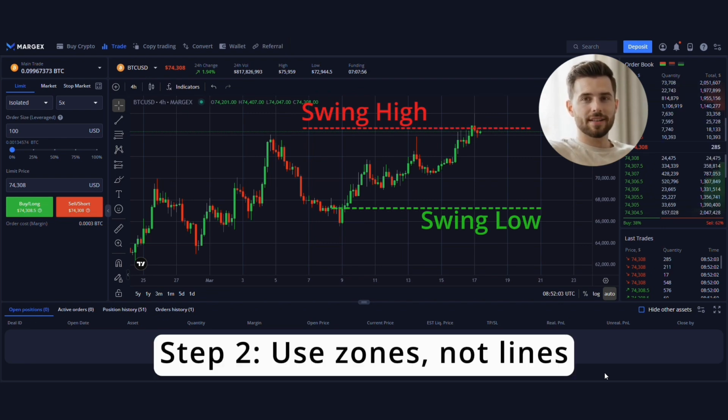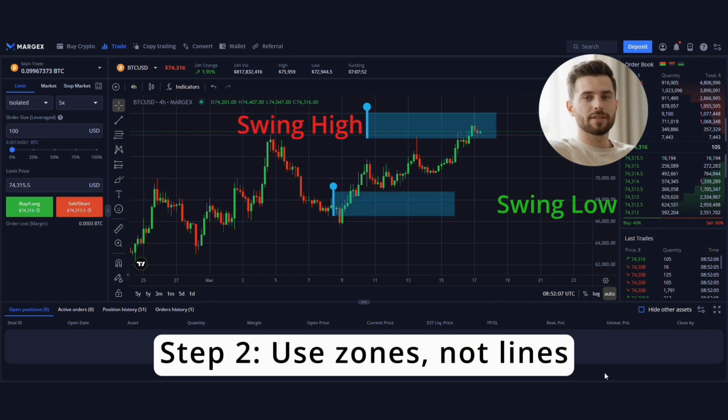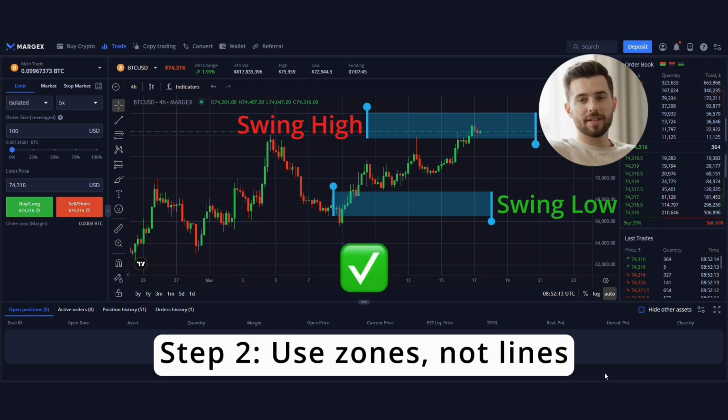Most beginners draw a single line, but price rarely reacts to one exact number. Real traders mark a zone, so instead of a line, draw a small area around the level where price reacted multiple times. That gives the market some space to move.